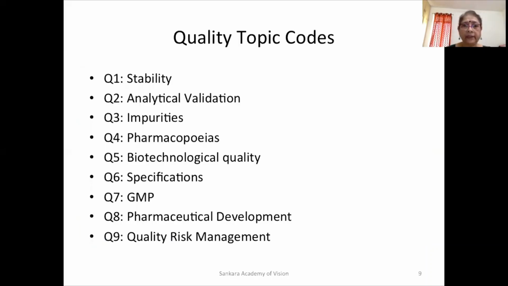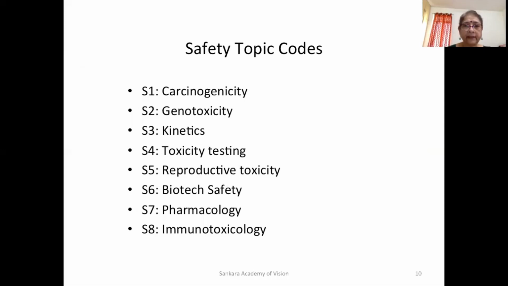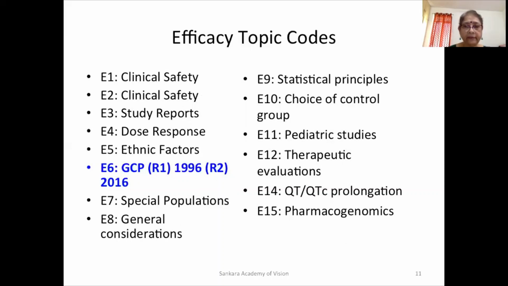So under quality, we have 9 codes. So we will not go into detail about this because this doesn't pertain to the research area. So safety, research means what I meant was human research. And safety topics were 8 in number, and efficacy were 15 in number, but it is E6 which we are going to concentrate on.